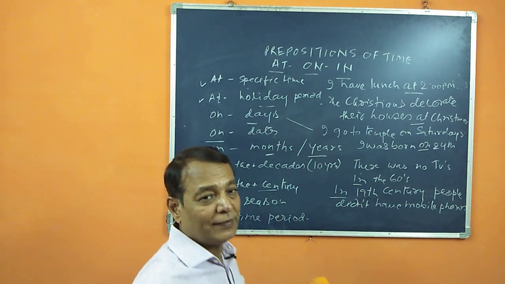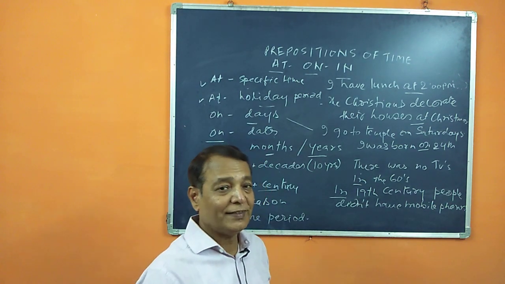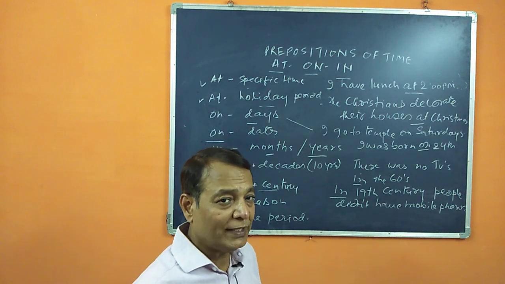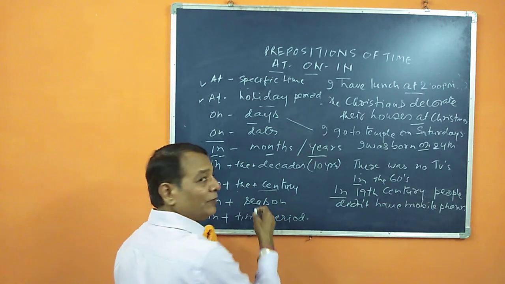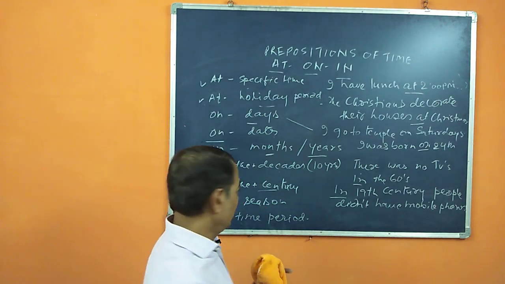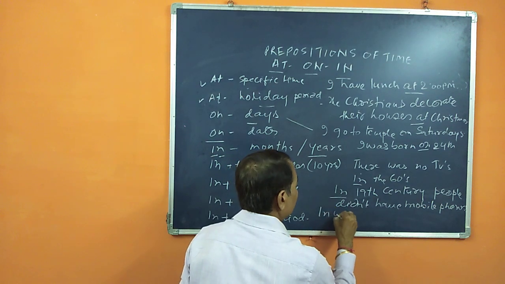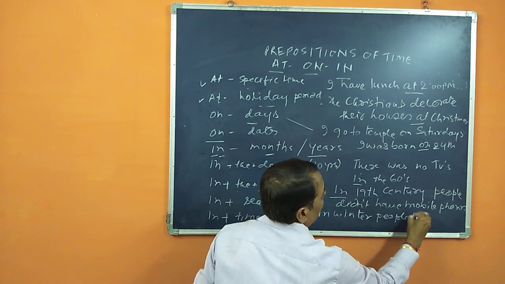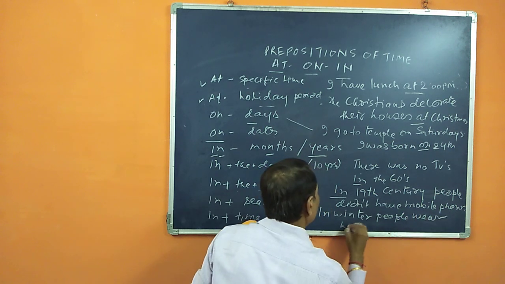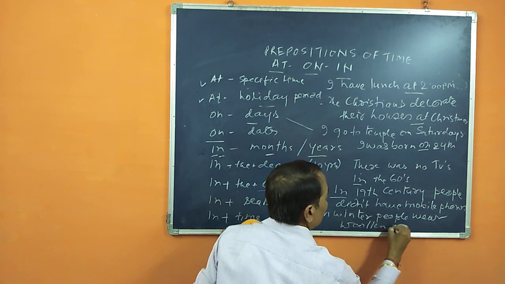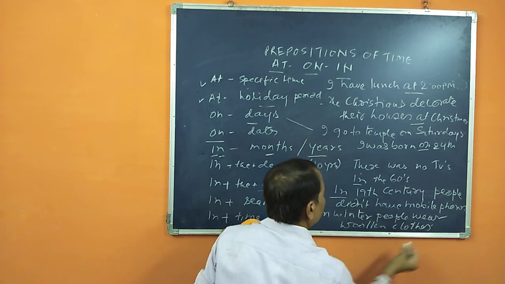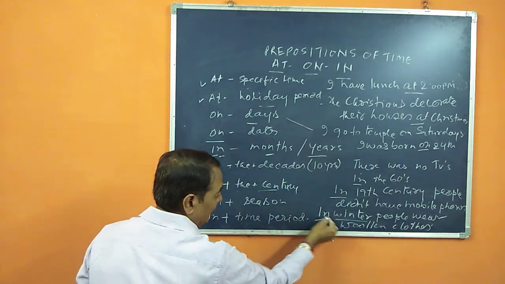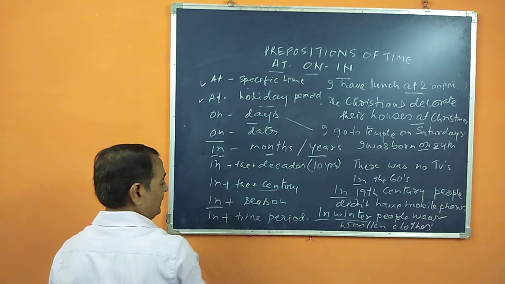Season is very easy. Season: summer, rainy season, winter, autumn. Autumn is also called fall in American English. So in season also we are using in. In winter people wear woolen clothes. Here I am mentioning winter, I am writing in here. So when we are talking about season, then also we use in.